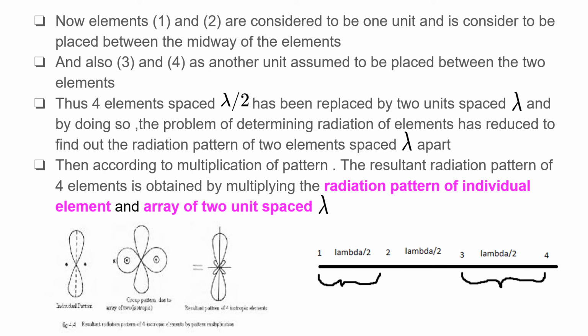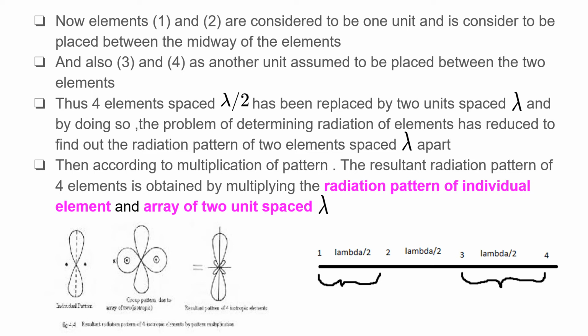So the first two elements, let us consider them as a single unit. That is, one unit is going to have a two-element array, and 3 and 4 can be considered as another unit placed between the two elements. Thus the 4 elements spaced lambda by 2 have been replaced by 2 units. You can see the diagrammatic representation. 1 and 2 are combined to form one unit. 3 and 4 are combined to form one unit, which is spaced at distance lambda by 2.